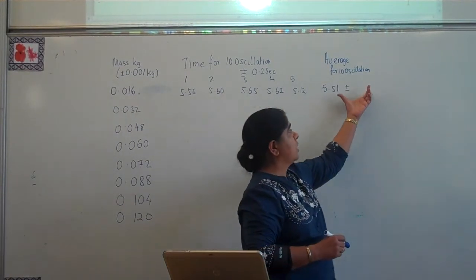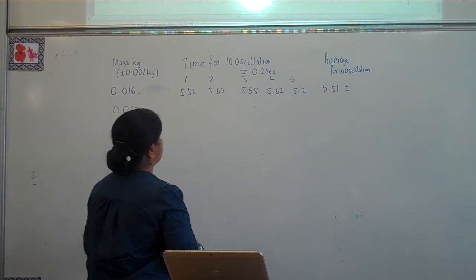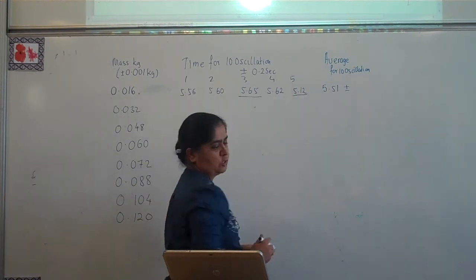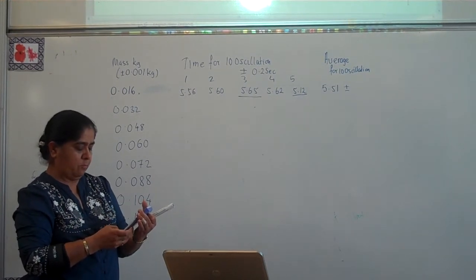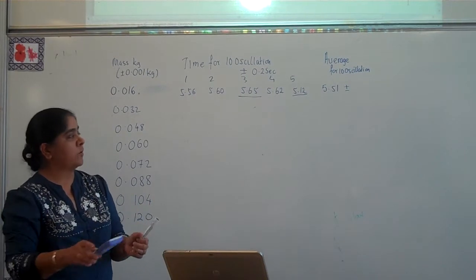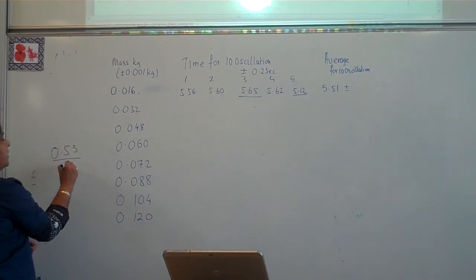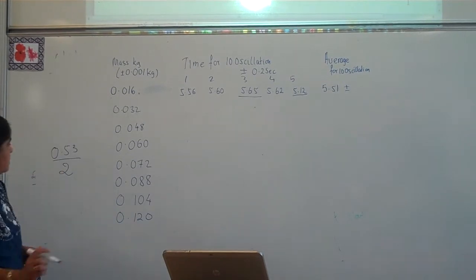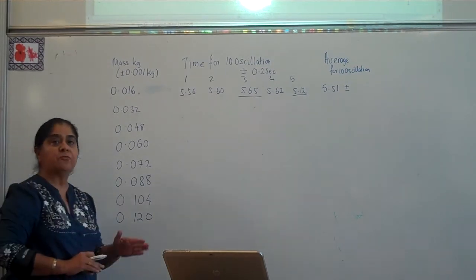Does anybody know how you work out this uncertainty? With half range. Okay. And what is the range here? The biggest number is 5.65. And the smallest number is 5.12. So what you do is 5.65 minus 5.12 gives me 0.53. That's your range, 0.53. Divide that by 2. So when I divide that by 2, my answer is 0.265. That's what my uncertainty is. Half range. So I use half range for uncertainty.